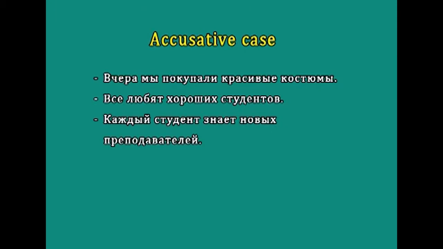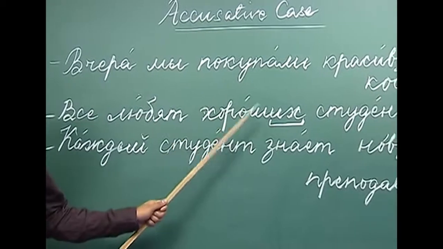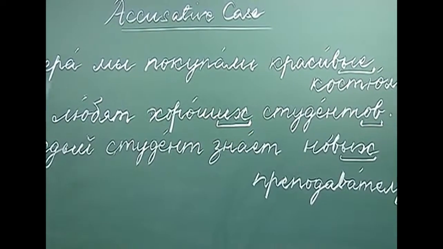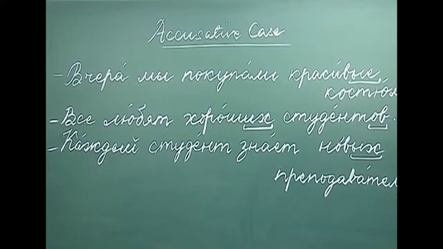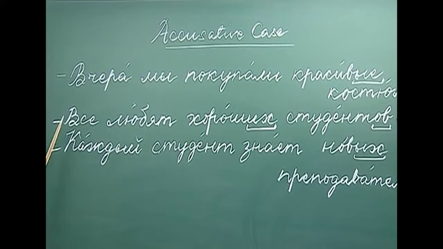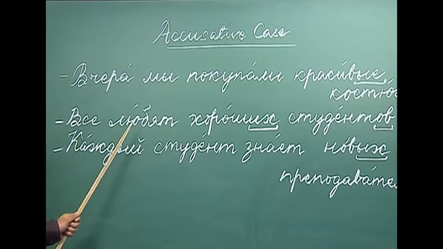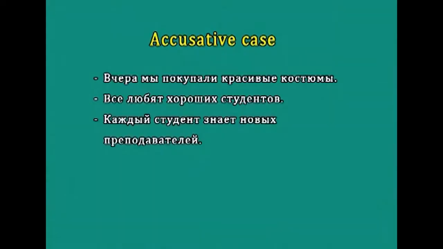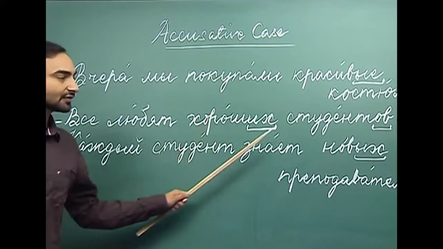The next sentence we have is Все любят хороших студентов. Here we have used the pronoun все, which is a determinative pronoun, which means here everyone or everybody. Everybody loves or likes. Любить is to like or to love. So, everybody loves хороших студентов.